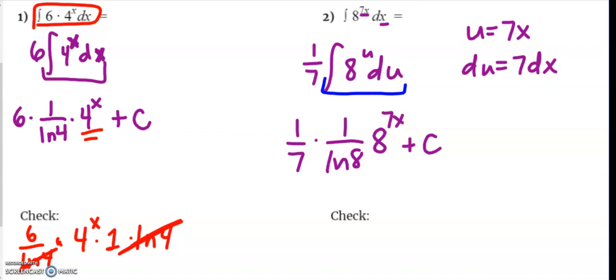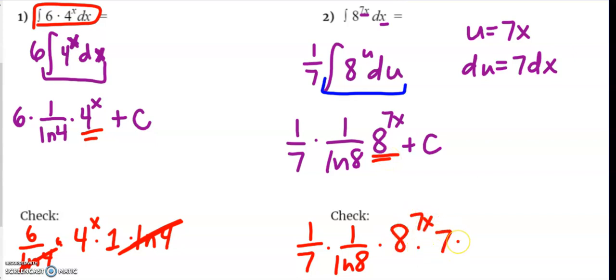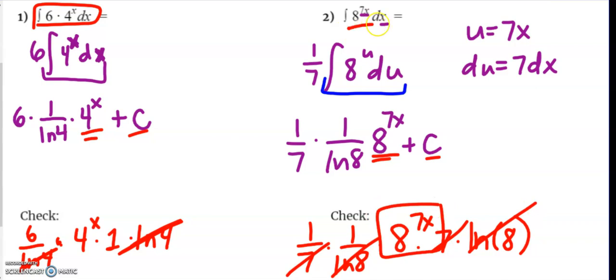How do we check our work? We take the derivative. So 1/7 is chilling, 1 over the natural log of 8 is chilling. The derivative of 8 to the 7x is 8 to the 7x times the derivative of the exponent times the natural log of the base. The derivative of c, just like over here, becomes 0. Well, look what cancels: 7, natural log of 8, natural log of 8. And I'm left with my original expression in the integral.